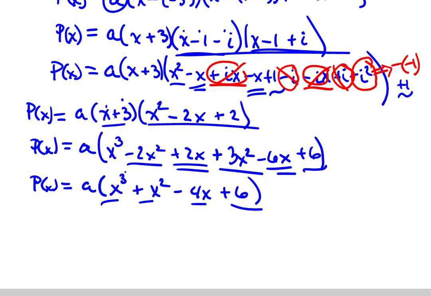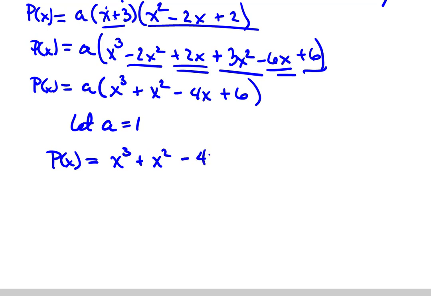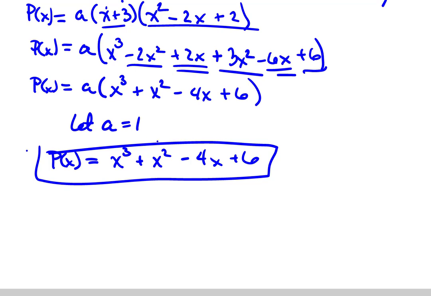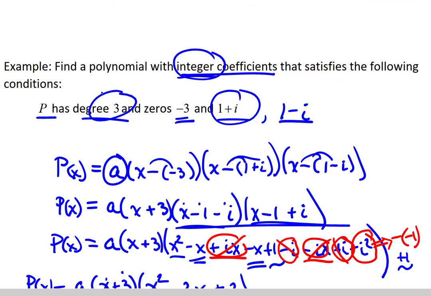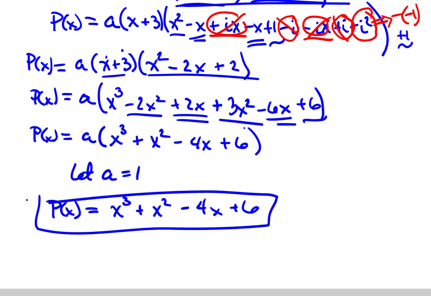But since we don't have any fractions in this case, all of our coefficients are already integers, we're just going to pick anything we want for a, and let's make our lives as easy as possible. Let's just let a equal 1, because then we could say p of x, our polynomial, is simply x cubed plus x squared minus 4x plus 6, and that satisfies our original conditions. It's degree 3, as we stated earlier. It has the zeros they gave us because we baked those right into this whole process to get this polynomial, and it has integer coefficients, which would be all the numbers in front of all of our terms here.